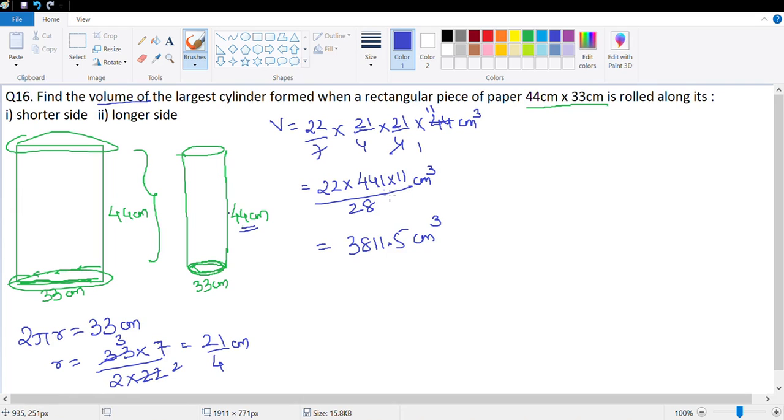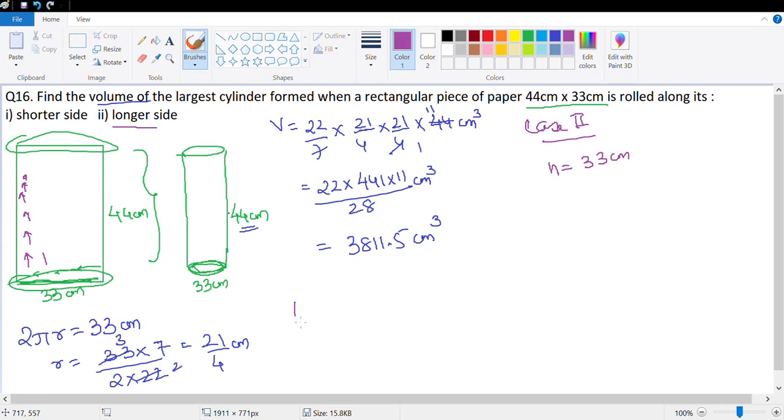Let me check the answer from the back of the book as well. This is 28, question 16. That's fine, that's the correct answer. Let's look at the second part of the question. The second part of the question says when it is rolled along its longer side, which means now I start rolling it like this, and when I end up rolling it, what I will get is a slightly shorter cylinder, where case 2, in this case the height would become equal to 33 centimeter.